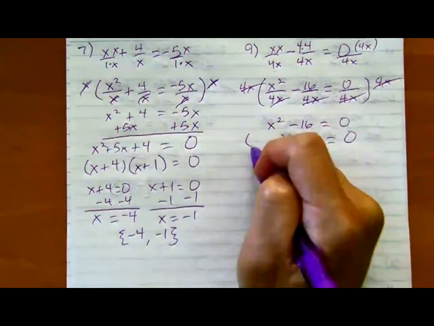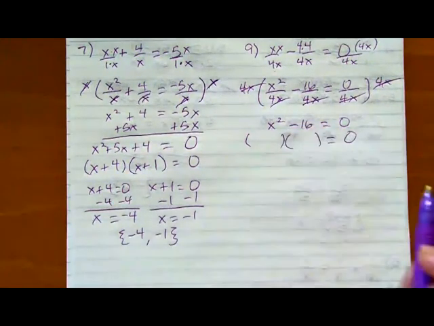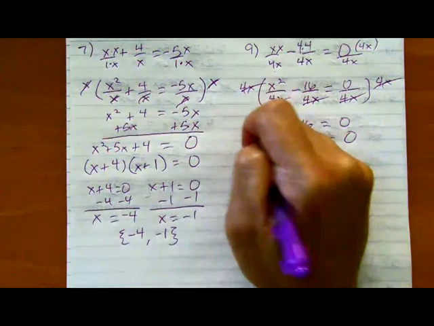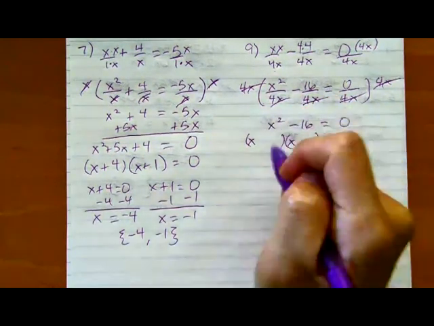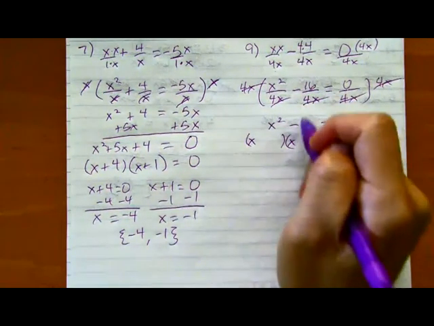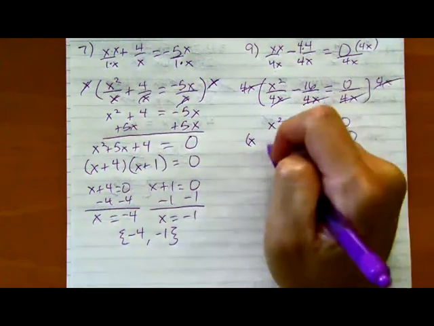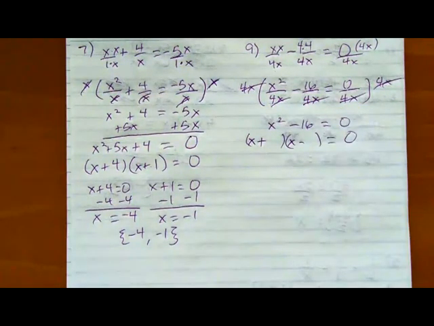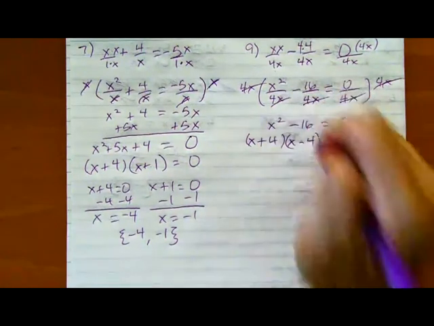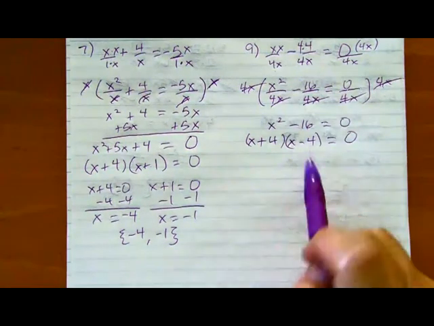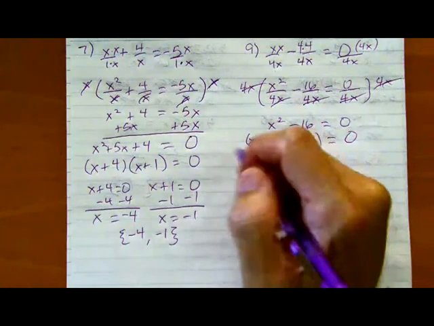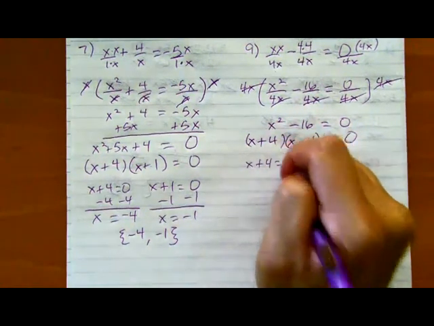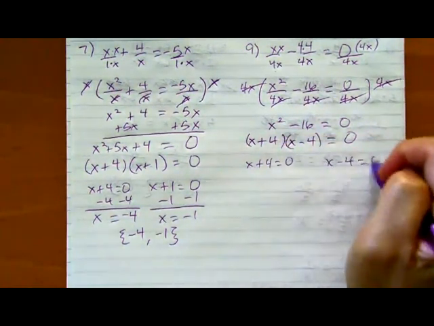The first term has to multiply to x squared. The last term has to multiply up to -16. That means it's going to be plus and minus 4 and 4. Now that we have it factored, each of the factors has to equal 0. And then we solve.